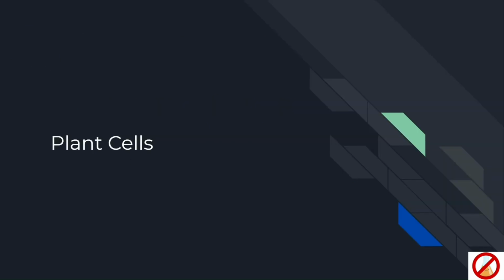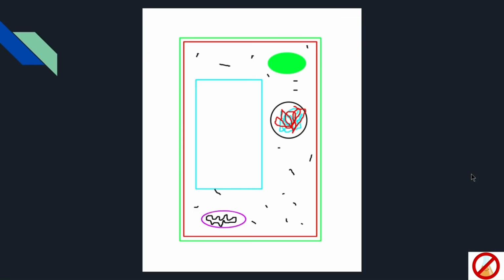So now after we figured out most of the features of animal cells, we can move on to plant cells. And plant cells are different. They have some other features which animal cells do not have. So let's take a look at it. So here is a diagram of a plant cell. And you can tell from the start it looks different from animal cells.